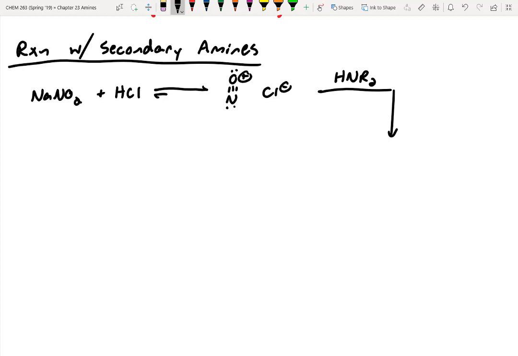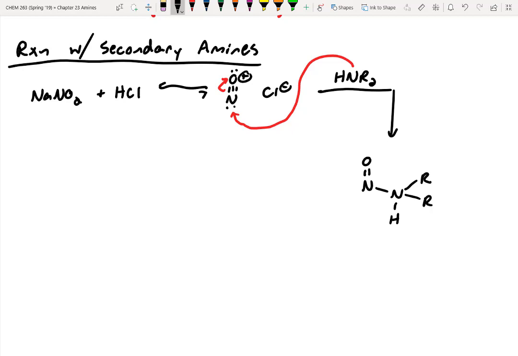HNR2. So with your other one, you had the reaction arrows going the other way. Oh, shoot. Thank you, Ian. Keep me honest. There we go. So just like we saw before, now we got two R groups coming off here. Just like we saw before, we have a positive charge. We've got water floating around, just like we previously saw.